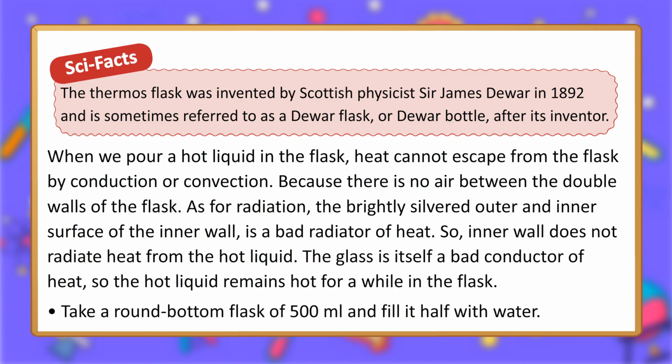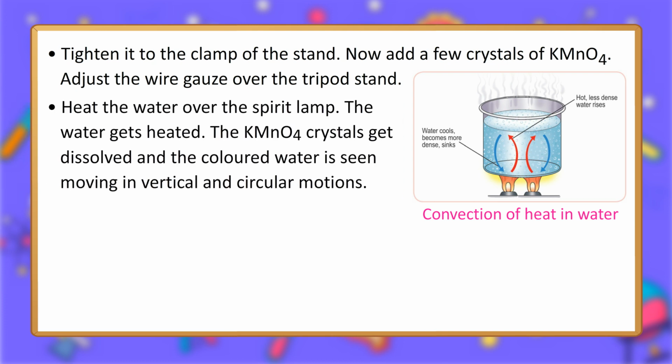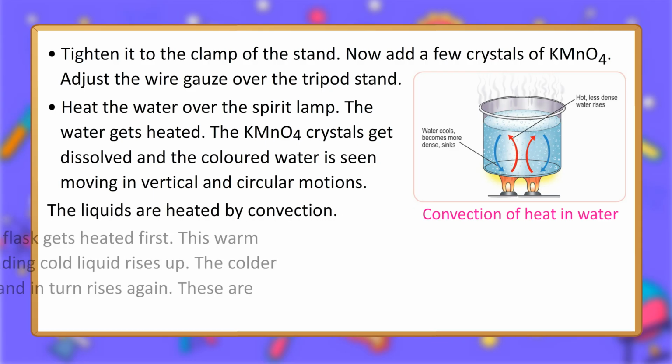Take a round bottom flask of 500 milliliters and fill it half with water. Tighten it to the clamp of the stand. Now add a few crystals of camphor. Adjust the wire gauze over the tripod stand. Heat the water over the spirit lamp. The water gets heated. The camphor crystals get dissolved and the colored water is seen moving in vertical and circular motions. The liquids are heated by convection.